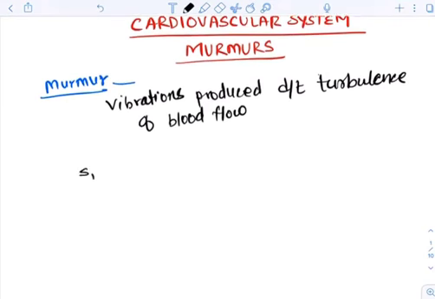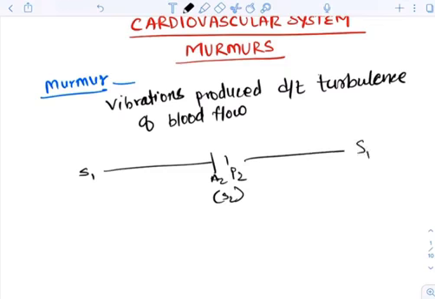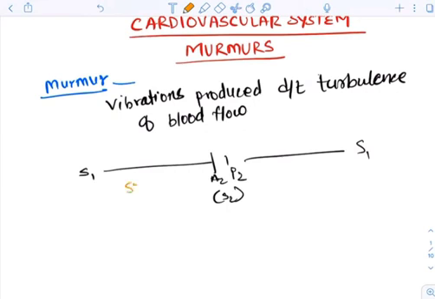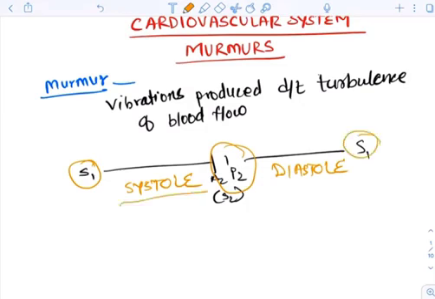So as we know the basics, this is S1 and this is A2 P2, which together constitute S2, and again S1. Whatever murmur is between S1 and S2, this is systole, and between S2 and S1, this is diastole. So a murmur between S1 and S2 will be systolic, and between S2 and S1 will be a diastolic murmur. This is how we differentiate between systolic murmur and diastolic murmur.